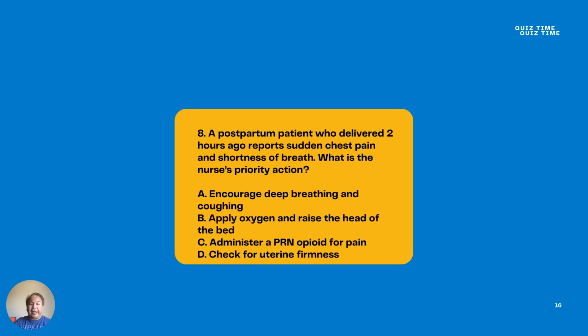Question number 8. So let's go to the OB department. A postpartum patient who delivered 2 hours ago reports sudden chest pain and shortness of breath. What is the nurse's priority action? Is it A, encourage deep breathing and coughing? Is it B, apply oxygen and raise the head of the bed? Is it C, administer a PRN opioid for pain, or is it D, check for uterine firmness? So this is 2 hours, full stop. You have 10 seconds.